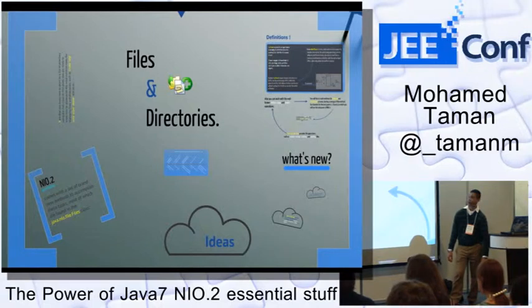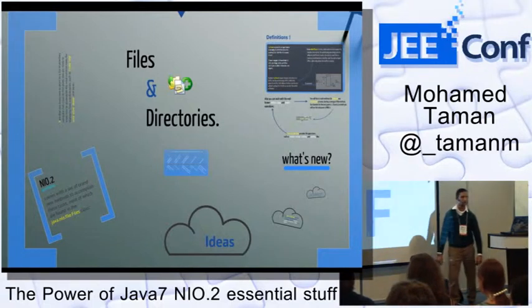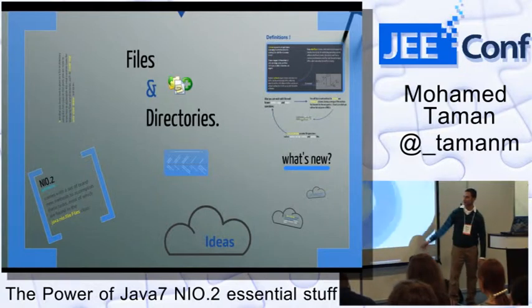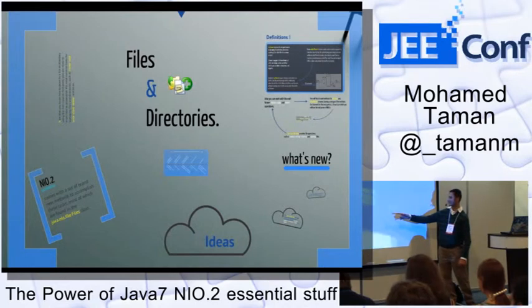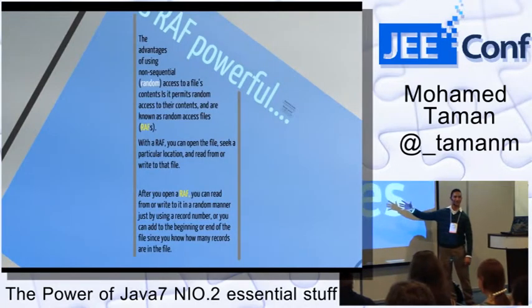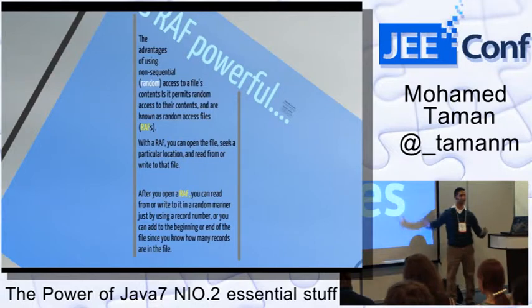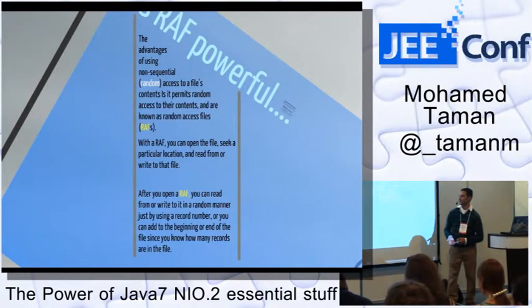Finally, the final thing is the power of working with random access files. Random access files. Is it a strange term or no problem? Okay. Is it powerful? Let's see how it's powerful. An advantage of using non-sequential, which is random. What does it mean by random?